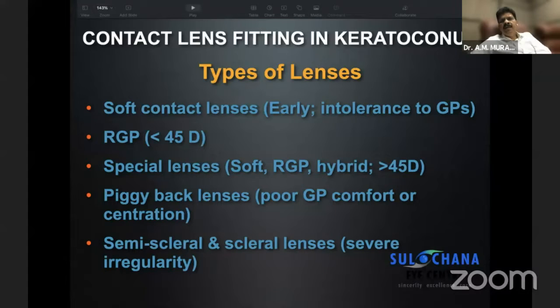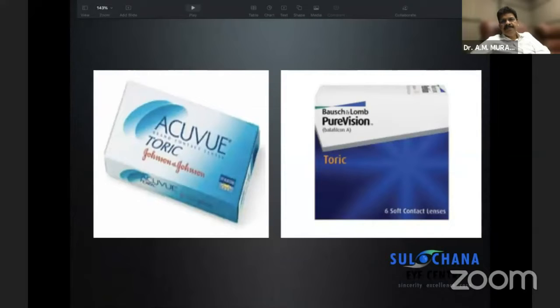These are situations wherein you have poor comfort with the GP lenses, or you have epithelial problems, wherein you want to make an epithelial friendly soft lens sit on top of the cornea and then fit an RGP lens to give clear vision. And in those extreme cases of coning, you would probably shift to semi-scleral or scleral type of contact lenses.